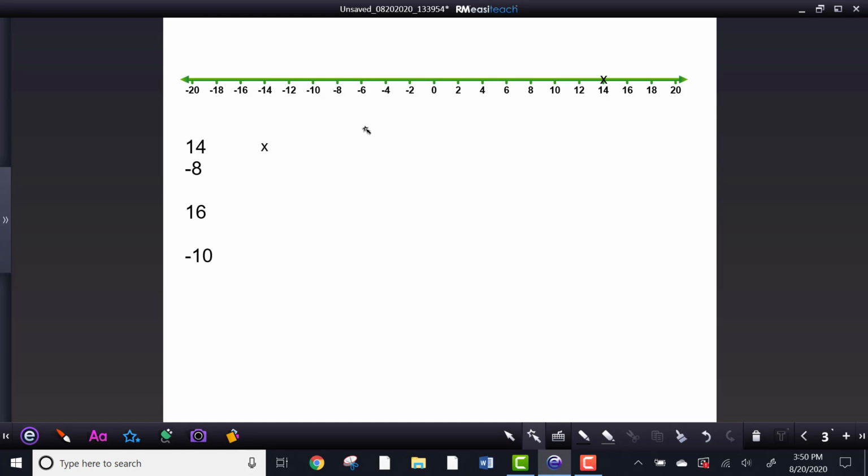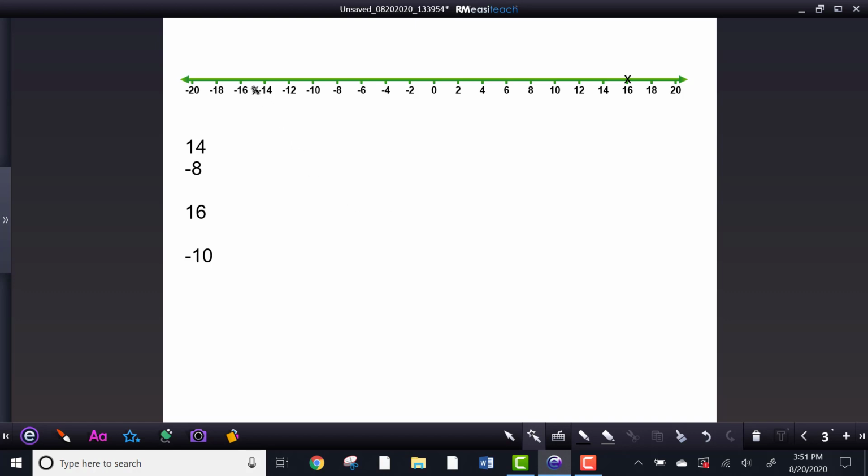So now let's take a look at -8. Let's find the opposite of -8. So first thing we do, find -8 on the number line, and the opposite of -8 would be +8 because +8 is 8 spaces from 0 on the number line, just like -8 is 8 spaces from 0 on the number line as well. Now let's take a look at +16. We can see +16 is right there on the number line, and the opposite of +16 is -16.